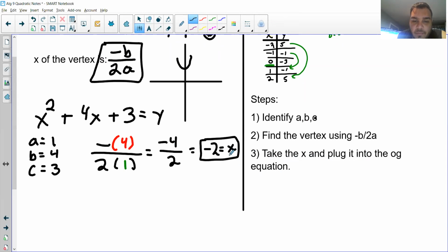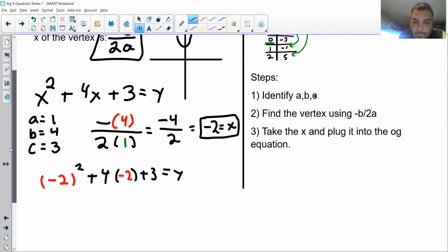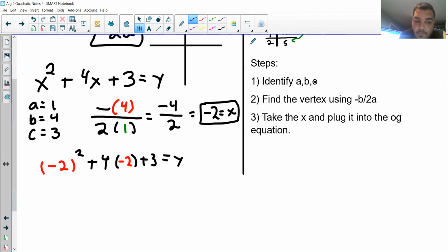Then we take that equation, plug in x into every x that we see. So -2 squared plus 4 times -2 plus 3 equals y. Here we have 4 minus 8 plus 3.